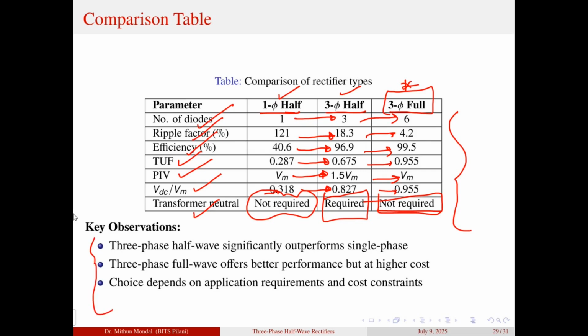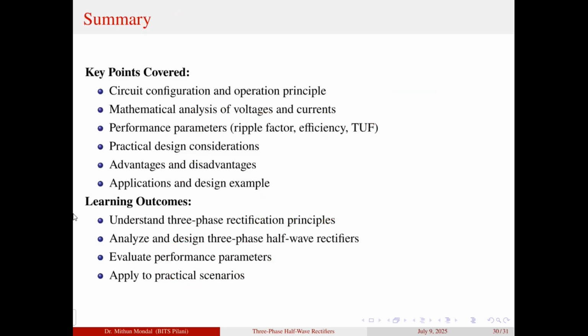So the key observation is that three-phase half-wave significantly outperforms the single-phase counterpart. The three-phase full-wave offers better performance but at higher cost. So full-wave will be better but cost will be higher, and the choice depends on application requirement and the cost constraint: how much cost we can bear and what type of applications we are dealing with. Depending on that, we can go with three-phase half-wave or three-phase full-wave.